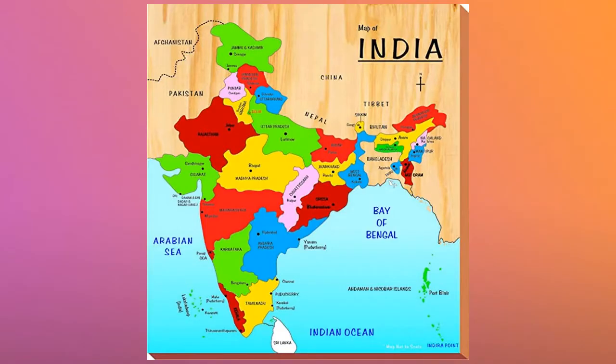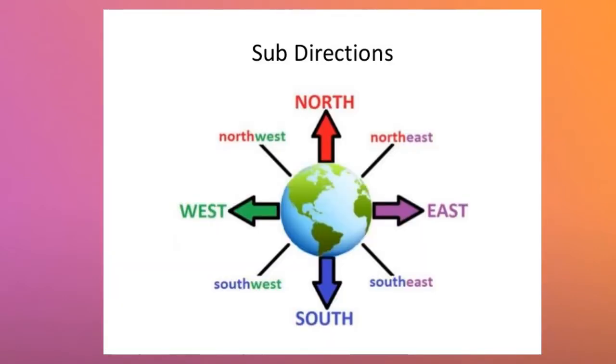Now let's look at the next image. In the north we have Jammu and Kashmir, south we have Indian Ocean, east Bay of Bengal, and west Arabian Sea. Besides the cardinal directions, there are also four sub-directions. These sub-directions are northwest, northeast, southwest, and southeast. These sub-directions lie in between the four main cardinal directions.